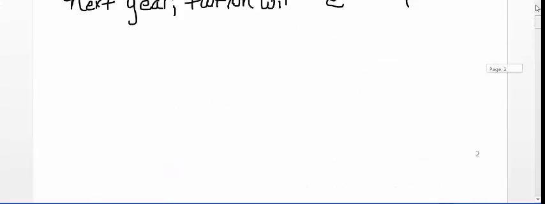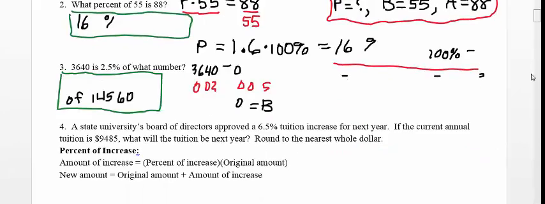All right, so on this next one, X is the overall price of the laptop. That's what I don't know. So this is really a problem involving computation of sales tax.